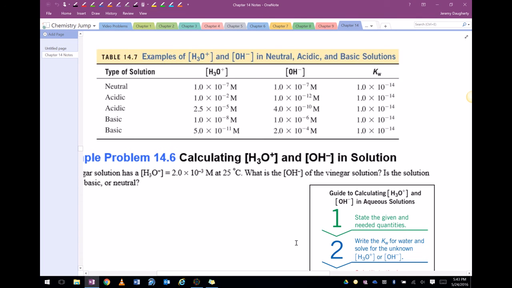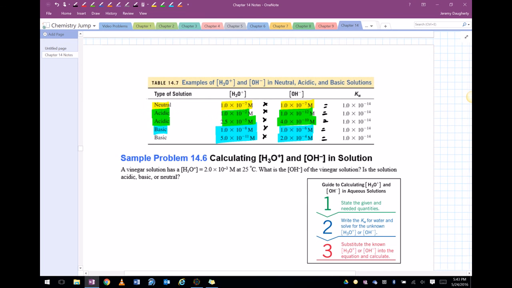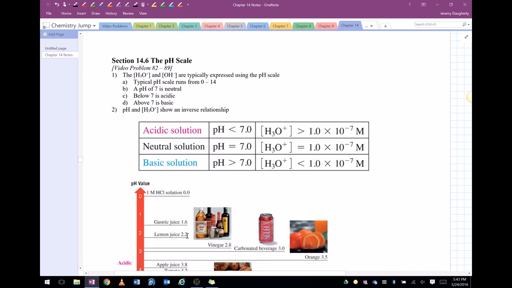Here you can see how it's set up. If we have a neutral solution, the concentrations are equal to each other. If we have an acidic solution, the hydronium ion is greater than the hydroxide. But when I multiply these values together, I'm always going to get 1 times 10 to the negative 14th. Basic, then the hydroxide is going to be greater than the hydrogen ion. But again, when I multiply these together, I'm always going to get 1 times 10 to the negative 14th. And that leads us into this idea of pH, which we'll talk about in the next video.